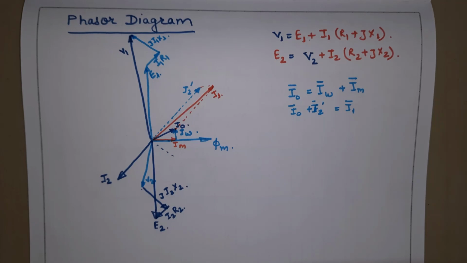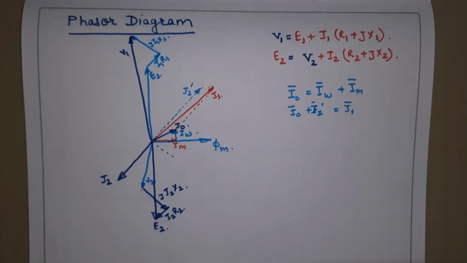So this is how the phasor diagram of a transformer is drawn. Likewise, phasor diagrams of the transformer with capacitive load and resistive load can also be drawn.